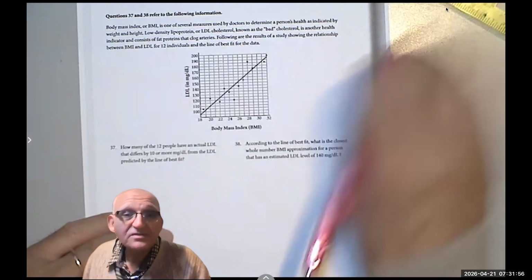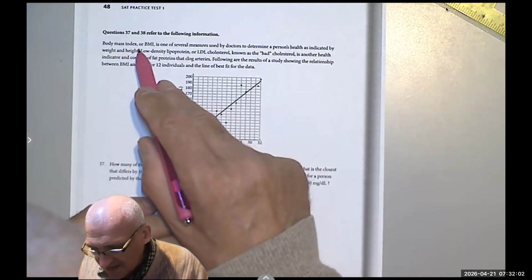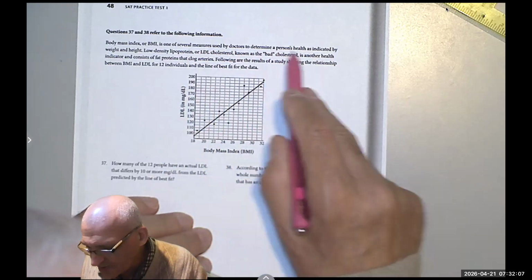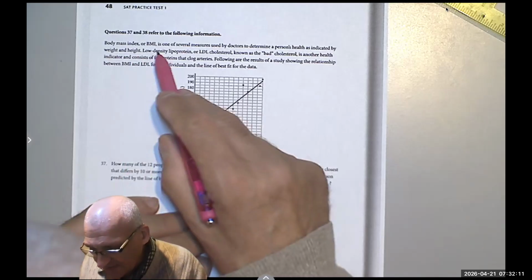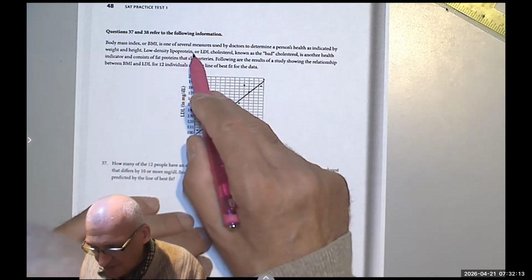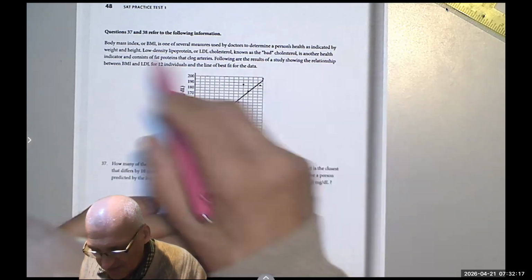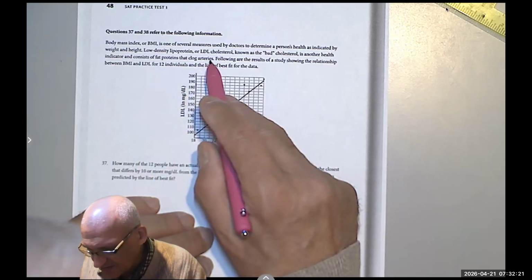Last 2 problems. Okay, 38 minutes. I didn't want it to be that long. Body mass index, or BMI, is one of several measures used by doctors to determine a person's health as indicated by weight and height. Low density lipoprotein, or LDL cholesterol, known also as the bad cholesterol, is another health indicator and consists of fat proteins that clog arteries.